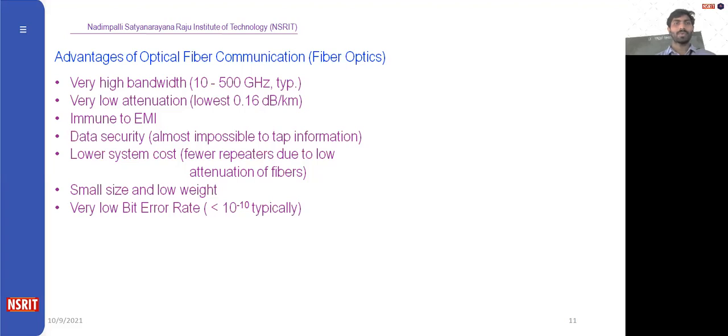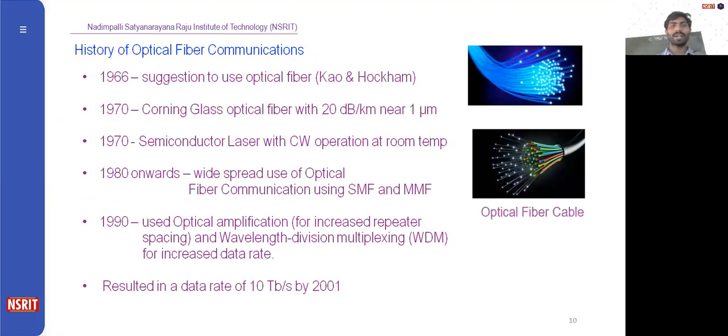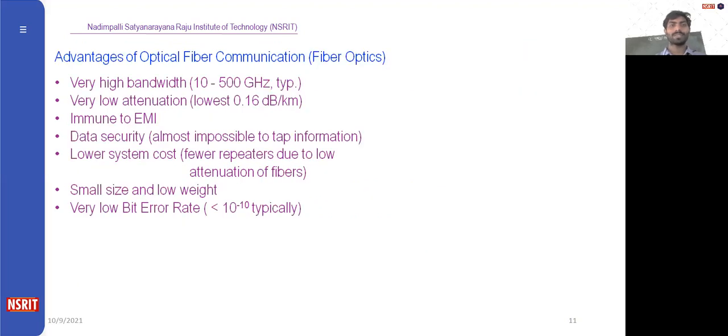Advantages that we can have if we use optical fiber communication, that is fiber optics. Bandwidth will be high, that we have seen in earlier slides. Very low attenuation, since you can observe in this slide that the attenuation is around 20 dB per kilometer in 1970. By 2000, we reduced it to 0.16. How did we attain that? We attained that using efficient transmitting sources and then by using single mode and multi-mode fibers, and then through amplifications.